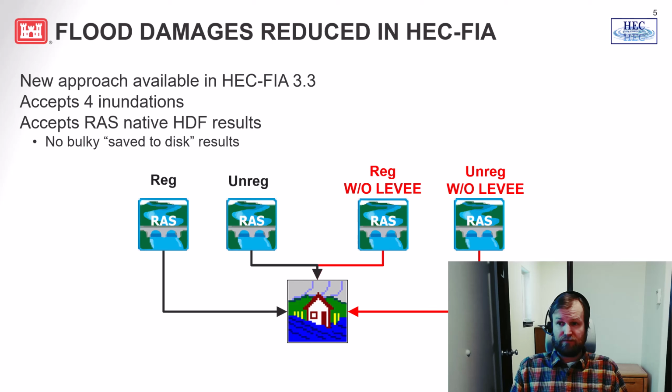And this can be done either through editing the RAS geometry, taking out lateral structures that may represent the levees, or directly modifying the terrain using RAS Mapper and the terrain modifications to remove the levees. This approach directly accepts HDF RAS results, so there is no longer a need to save the max depth TIFFs to disk. And this also, as of FIA 3.4, allows for agriculture damages within this single FIA simulation.